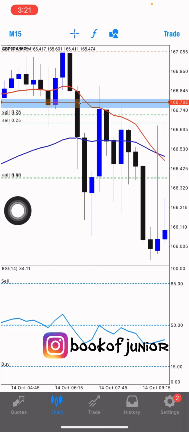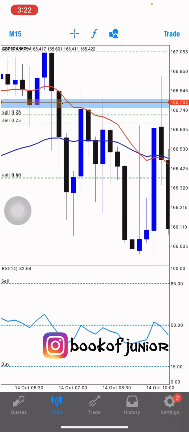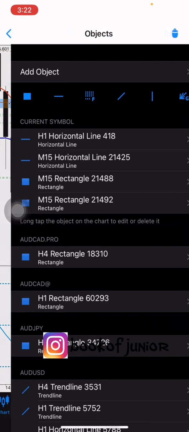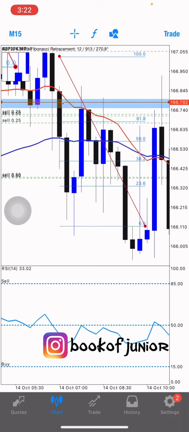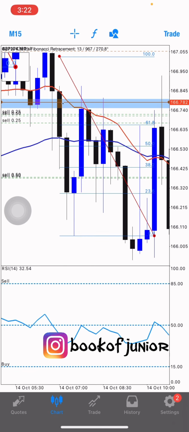I want you to understand the reason why I trade in this style: I'm a confluence trader, guys. A confluence trader is a trader who trades with many concepts. I wouldn't say strategies, concepts. So let's apply Fibonacci there. Let's apply Fibonacci, guys.